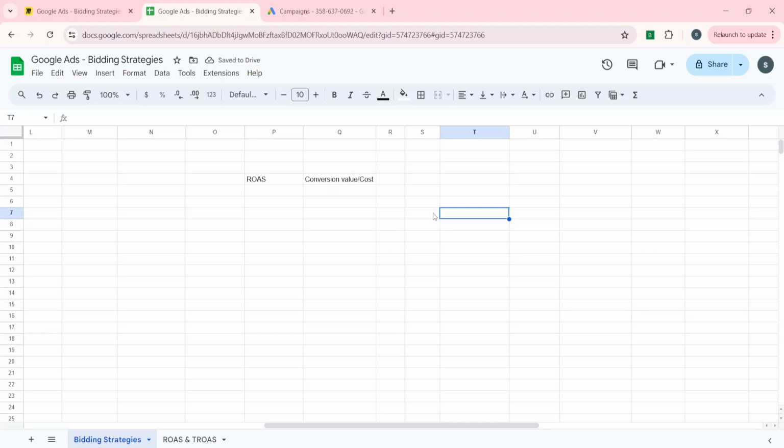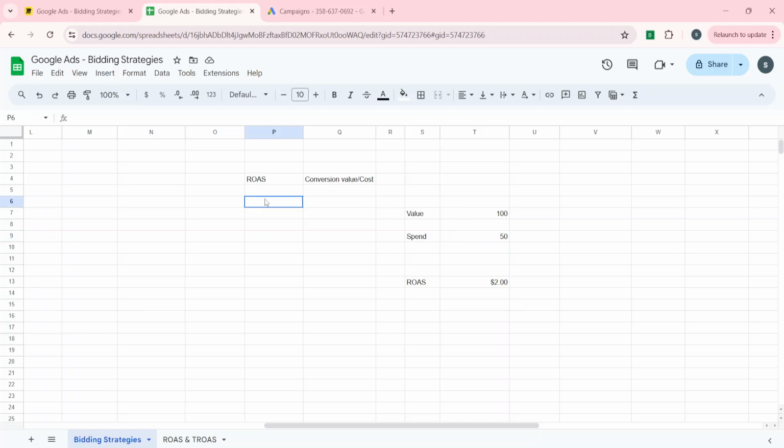Let's assume the value of the product that a user has purchased is 100, and you have spent 50 rupees on advertising. Now what is the ROAS? ROAS is conversion value divided by cost. What is it? 2. That means you have generated 2 times of the spend.